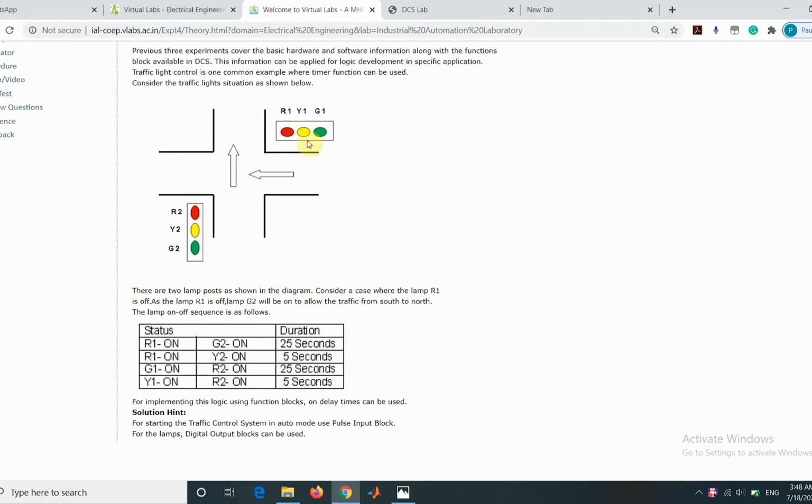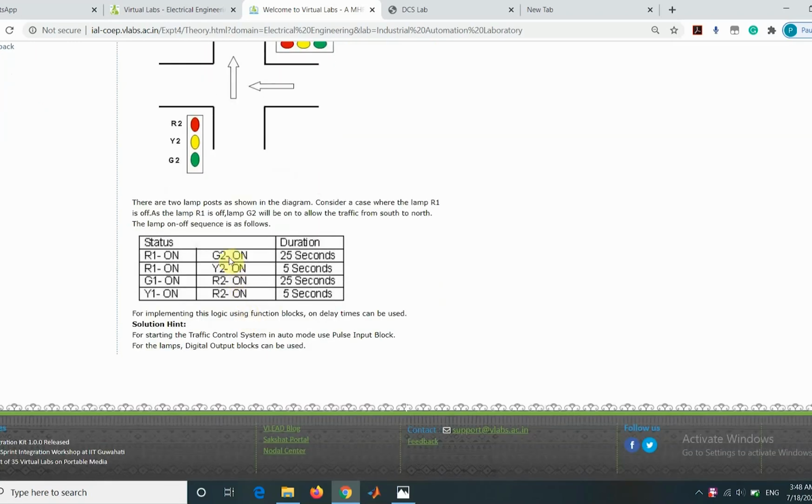This post 1 regulates the traffic from east to west, and this lamppost 2 regulates the traffic from south to north. Now the lamp on sequence is given as follows. Initially when the process starts, on lamp post 2, green light is on for a total of 25 seconds. Afterwards yellow light is on for 5 seconds, and while these two lights are on for a total of 25 plus 5, that is 30 seconds, on lamp post 1 red light is on.